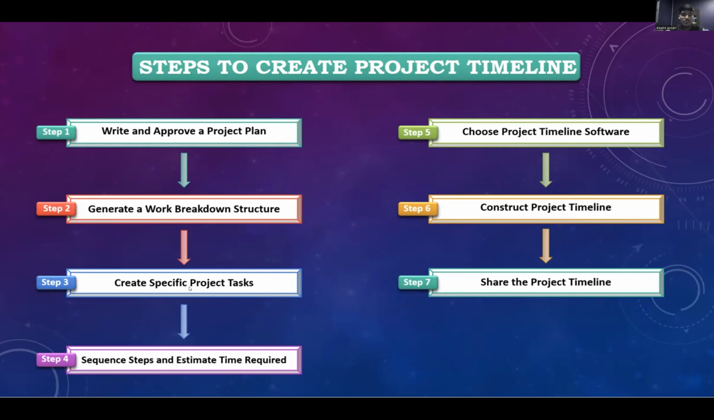Step 3, create specific project tasks. There are 3 steps in this. 1, create subtasks from the work breakdown structure. 2, assign priorities, deadlines, and responsible people. 3, update regularly to ensure all details are correct.